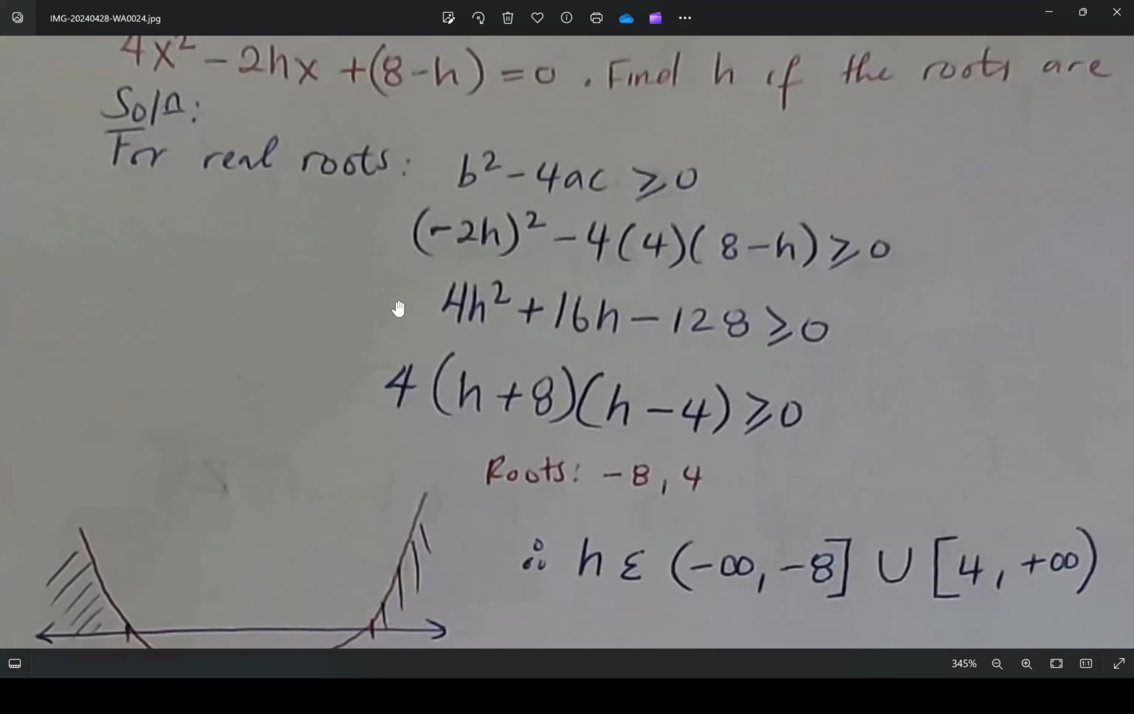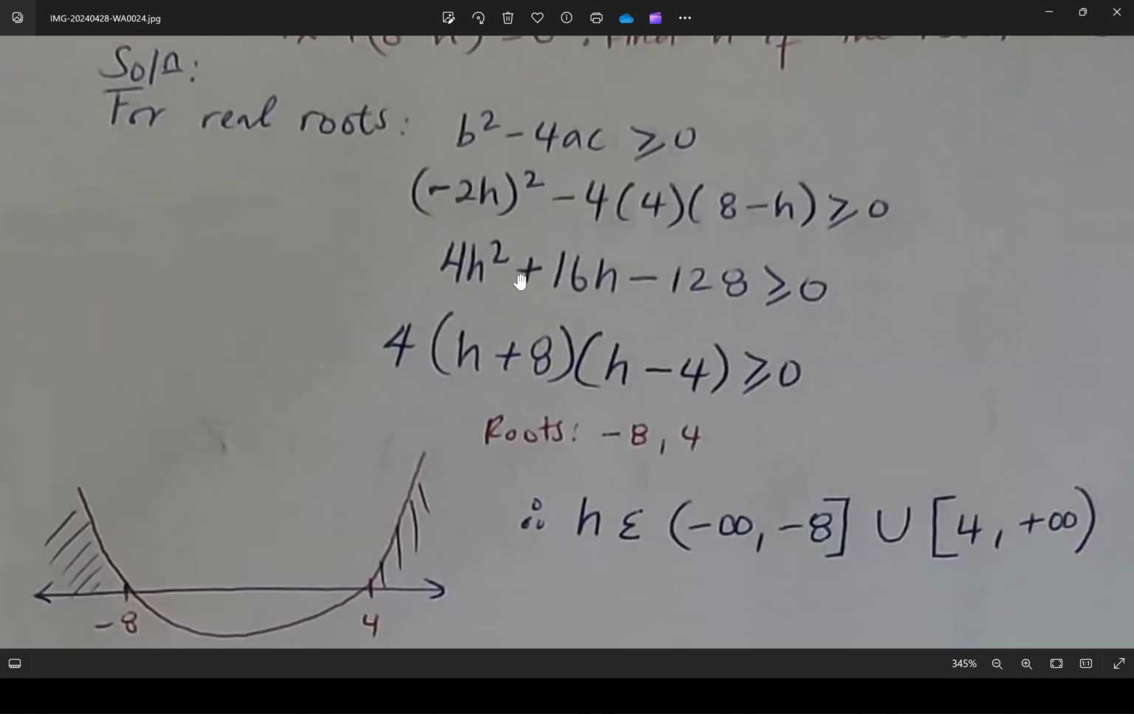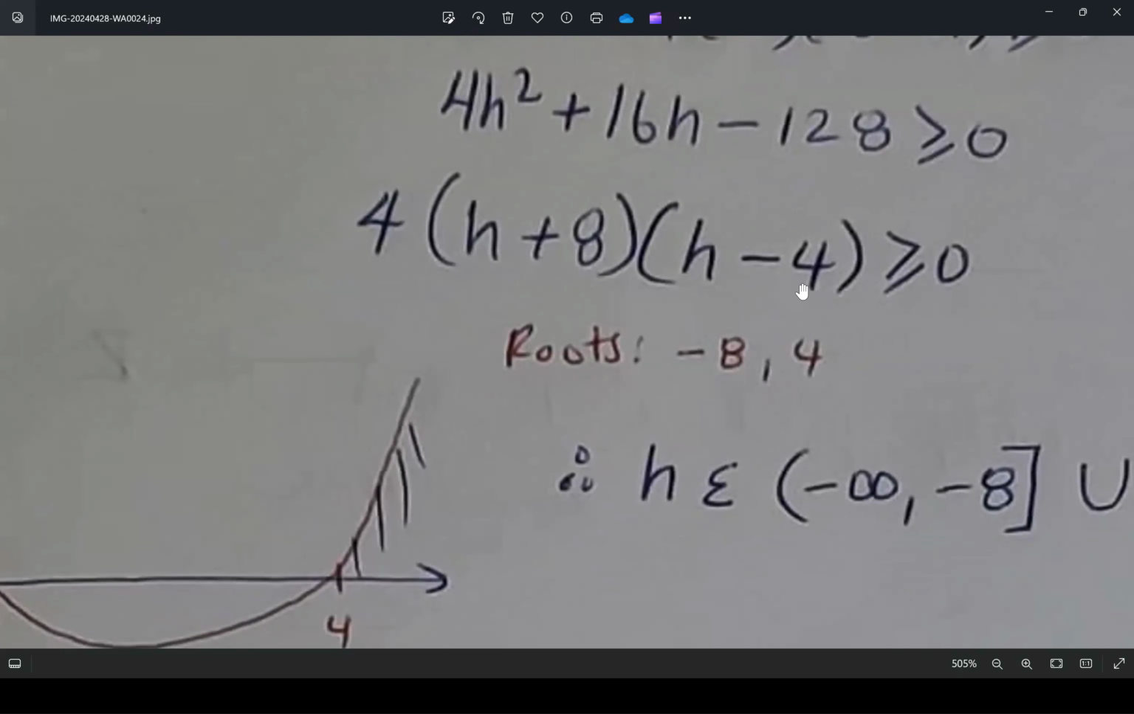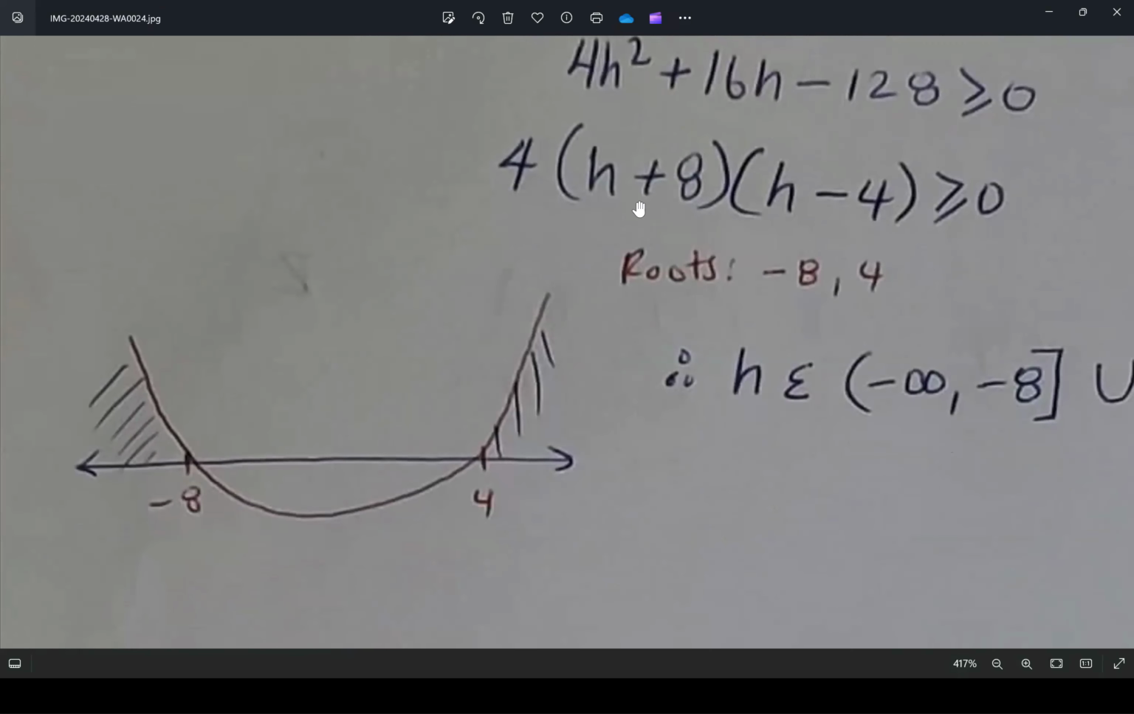Now we have a quadratic to solve. After expanding, we have a quadratic to solve. We factorize the quadratic. And we have (h + 8)(h - 4) is greater than or equal to 0, right? If that's the case, then we're going to similarly again draw the graph. We realize that the value in front of the h squared is positive, which means that the graph has to be smiling. The roots are -8 and +4.